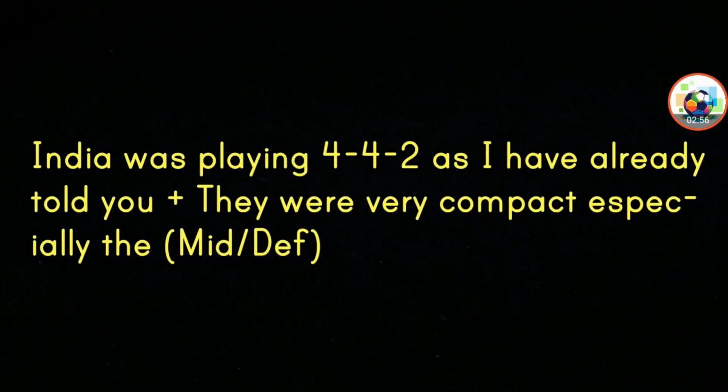India was playing 4-4-2, as I've already told you. Plus they were very compact, especially the midfield. They were very compact, meaning they were very close to each other, not allowing any space in the middle. Now let's see that.